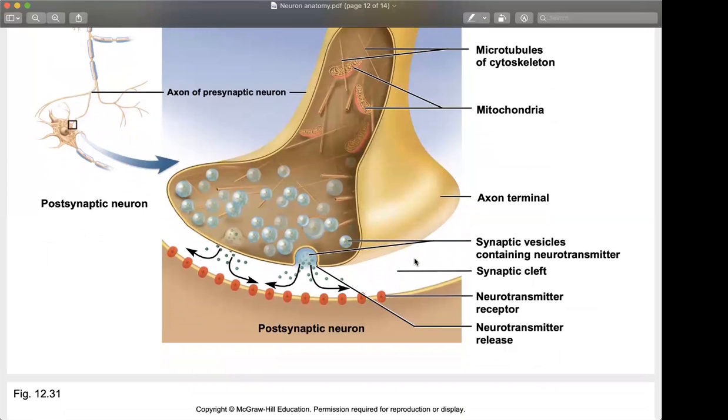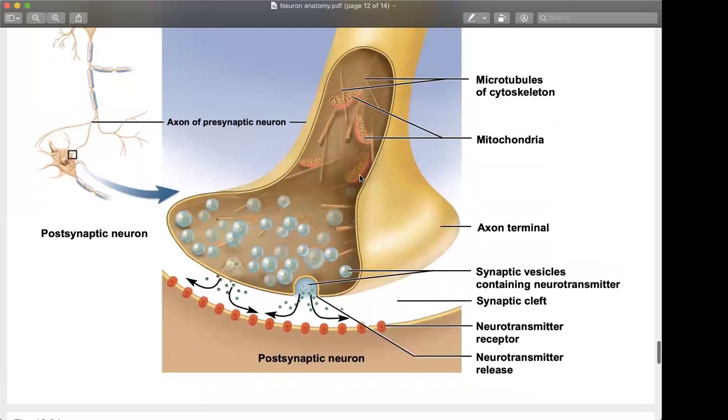So that's the basic structure of the synapse. And again, I don't think your lab manual really covers that. It talks a little bit about the action potential, but just know the basics of the synapse. Know that there's a presynaptic neuron that releases the neurotransmitter, and it's the postsynaptic neuron at the dendrite that has the receptors for that neurotransmitter.